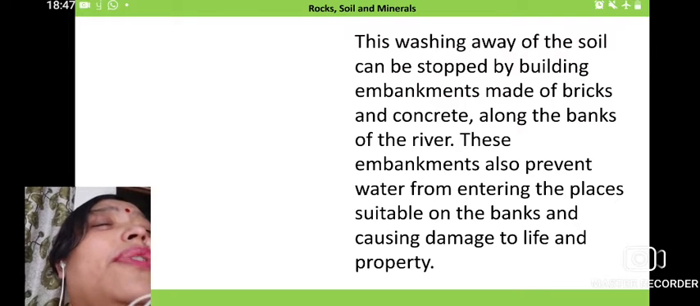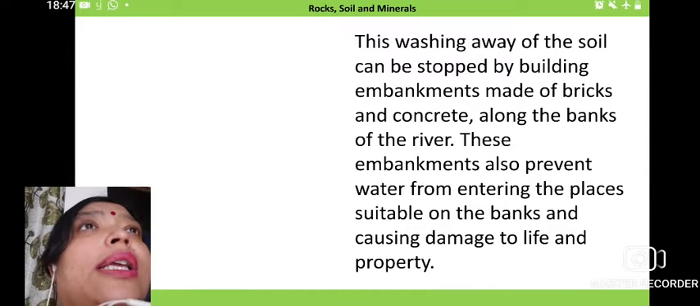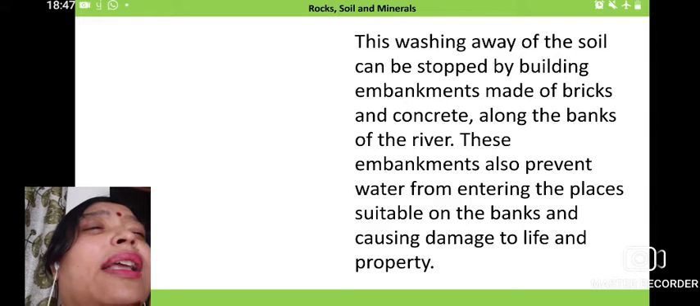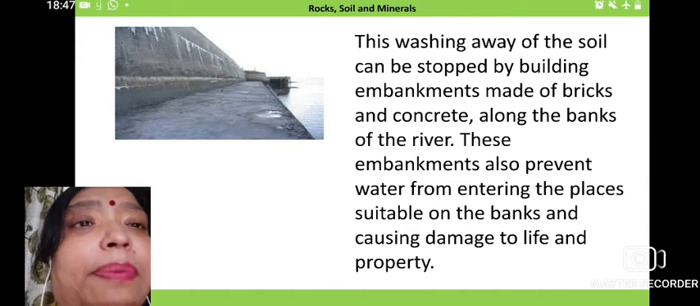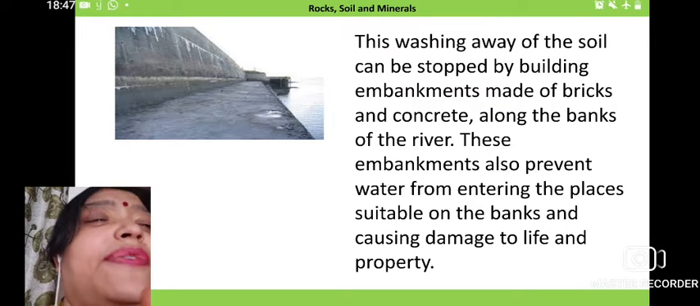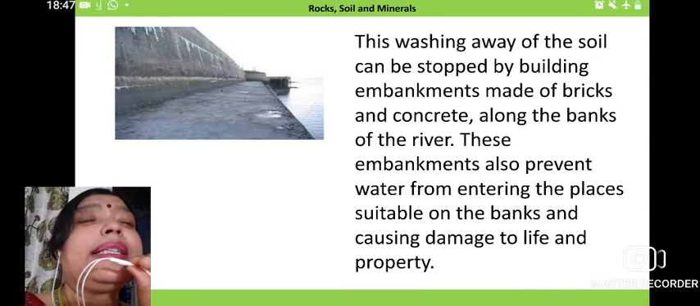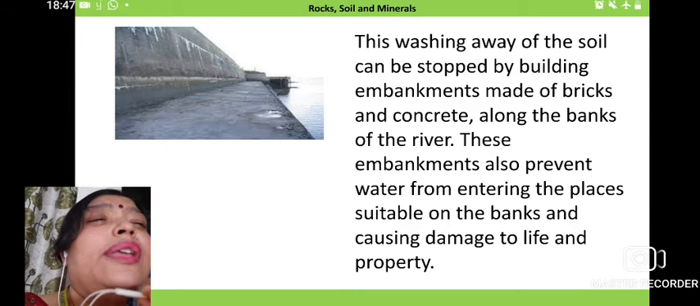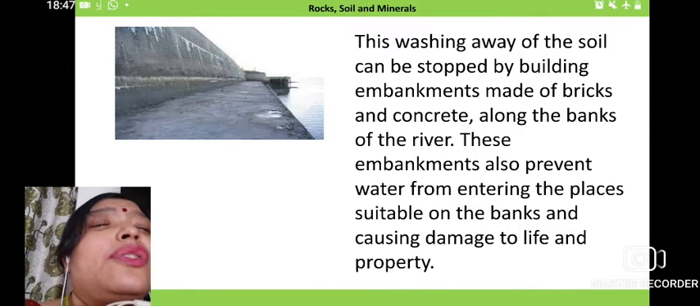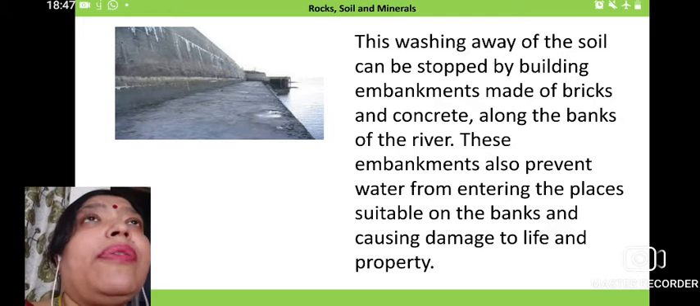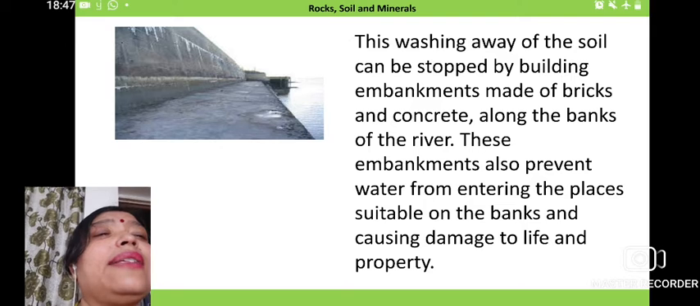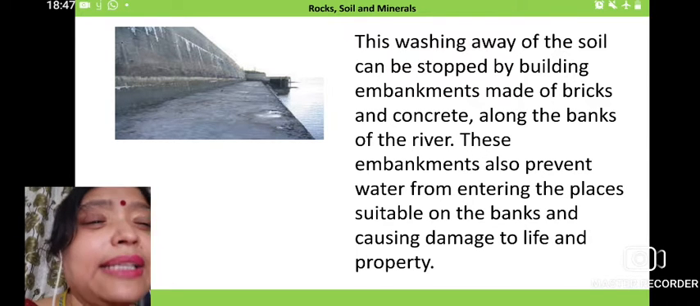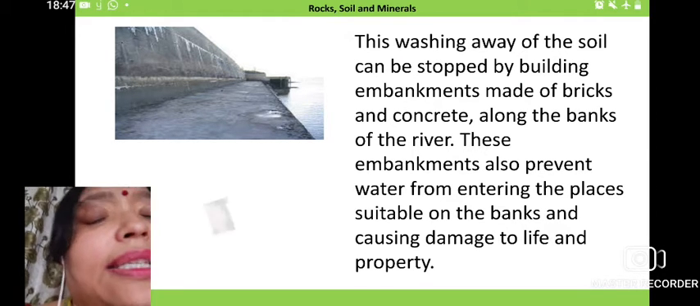As a result, this washing away of the soil can be stopped by building embankments made of bricks and concrete along the banks of the river. See, this is the picture. If the bank of the river is paved with an embankment, that will stop the erosion of the soil. These embankments also prevent the water from entering places on the banks and causing damage to life and property.